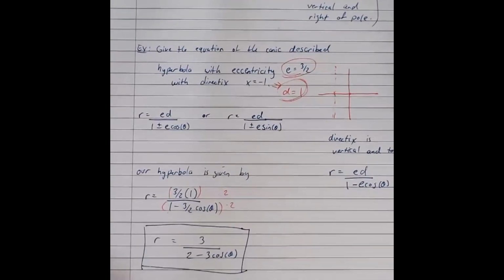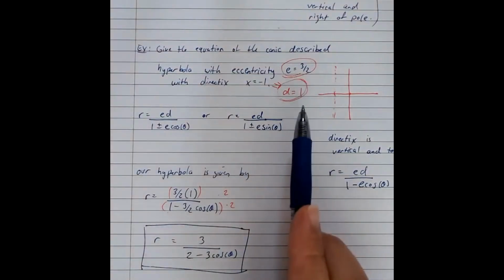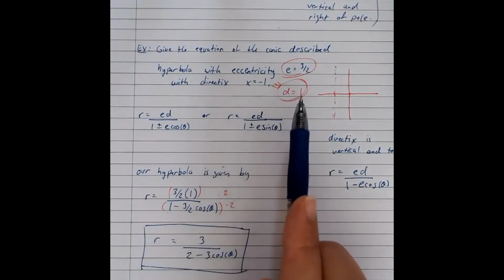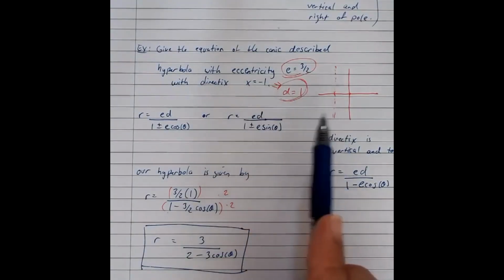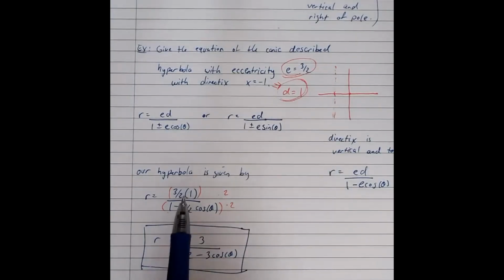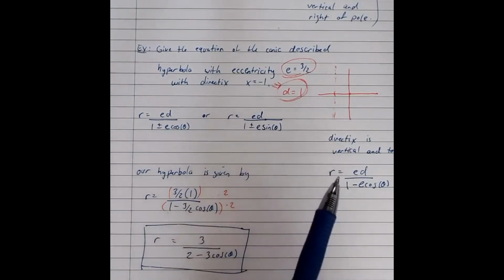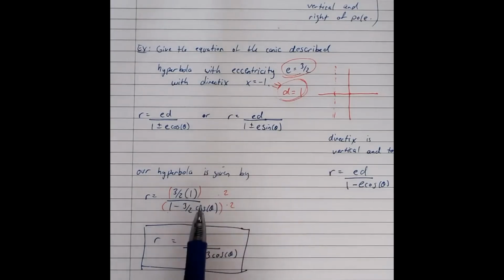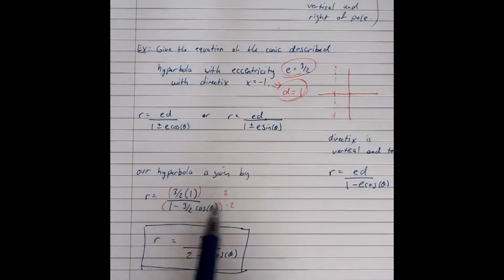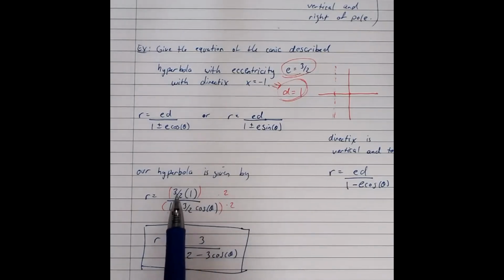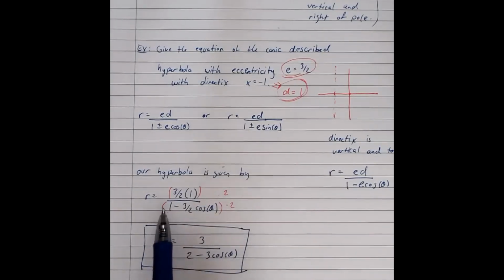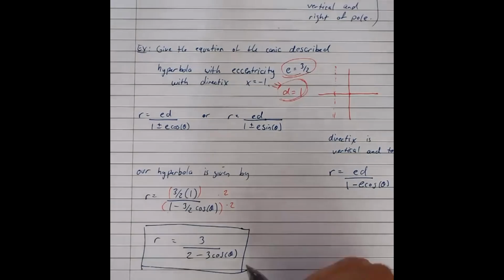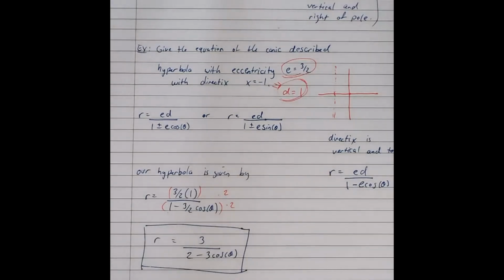This is a hyperbola with 3/2 eccentricity, a directrix that's one step away toward the left. It's a vertical line. And here we simply pop everything into this template and then simplify, because of course complex fractions are never a nice way to leave anything. So multiply gives you 3, distribute gives you 2 minus 3 cosine of theta, and that's your result. And that brings us to the end of this section.